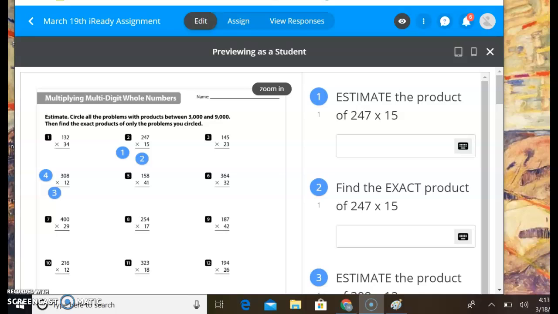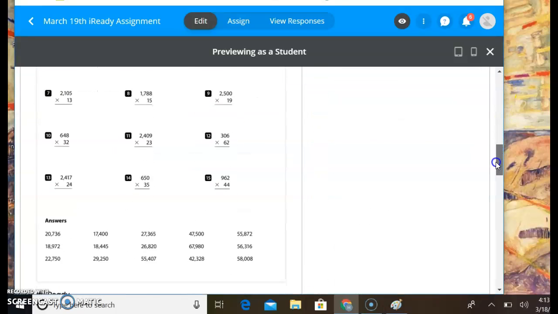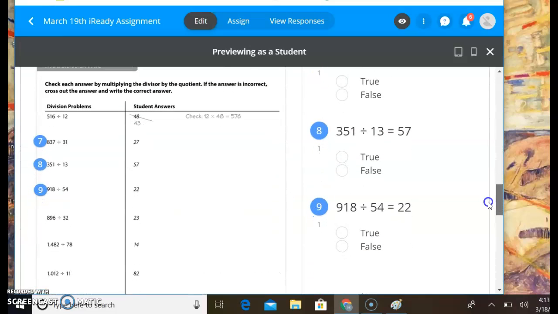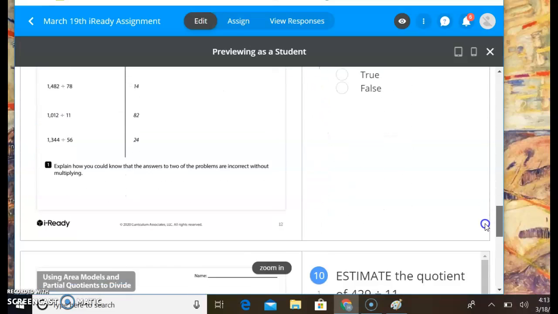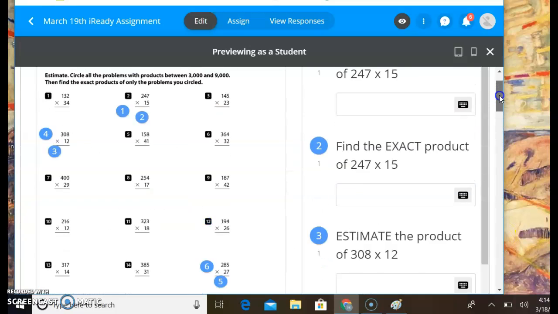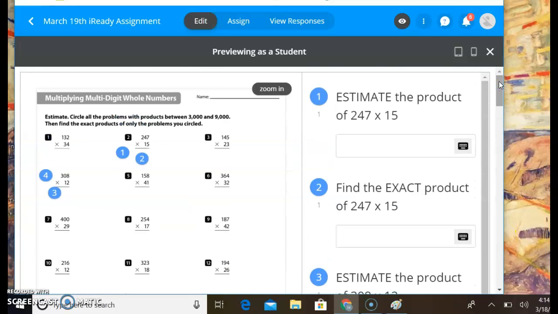Third, what I want to say is ignore all the instructions on these pages. Don't estimate and circle. There's nothing here on this page 11. Don't check each answer by multiplying the divisor by the quotient. And here, do not estimate and then just solve the ones you circled. Instead, this is what I want you to do.